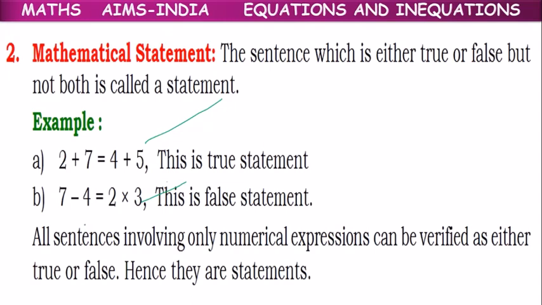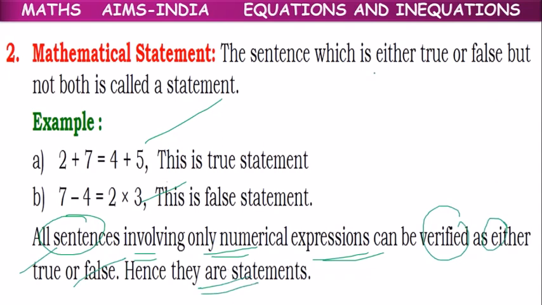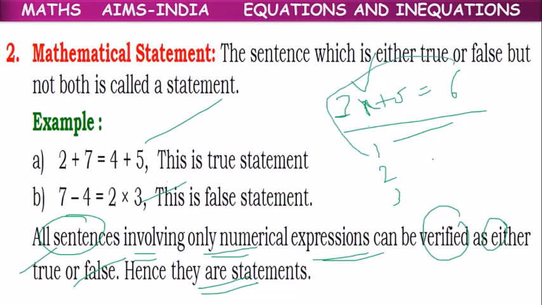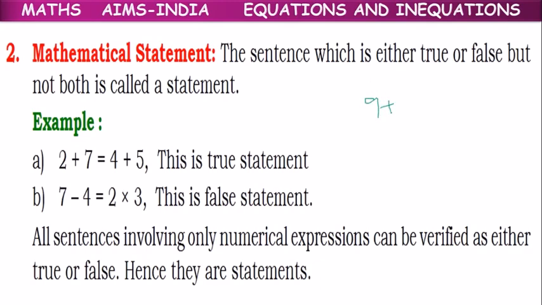Means all sentences involving only numerical expressions can be verified; either they are true or false. Hence they are statements. Suppose we have 3x plus 5 equal to 6, we cannot tell whether it is true or false because we have a variable here which is open for any value. So if we have variables, we cannot tell whether they are true or false. So we can tell for the sentences which have only numerical expressions.